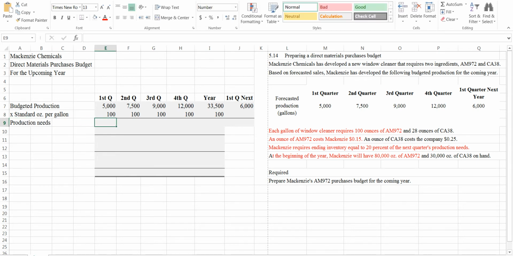All right, so this is going to be a multiplication. So it's going to be the production times number of ounces. And that's the same all the way across. Put this over here also because it works for next year as well. All right, so now we have our production needs.